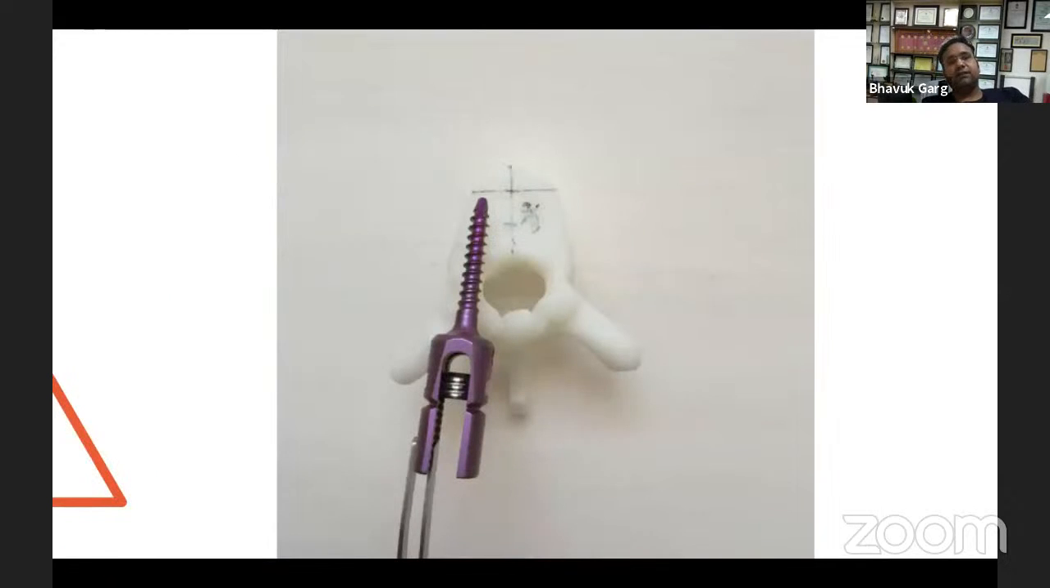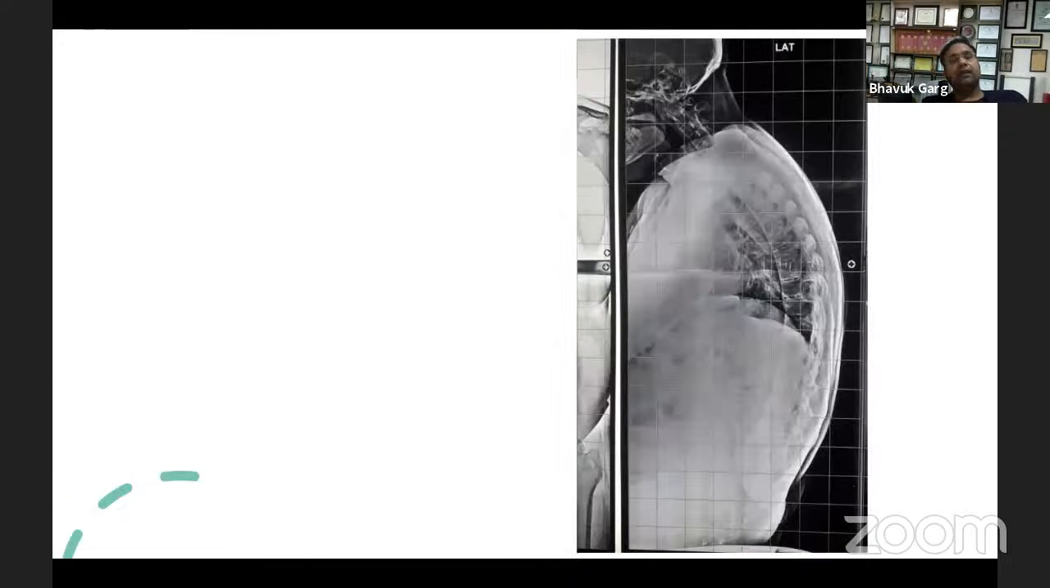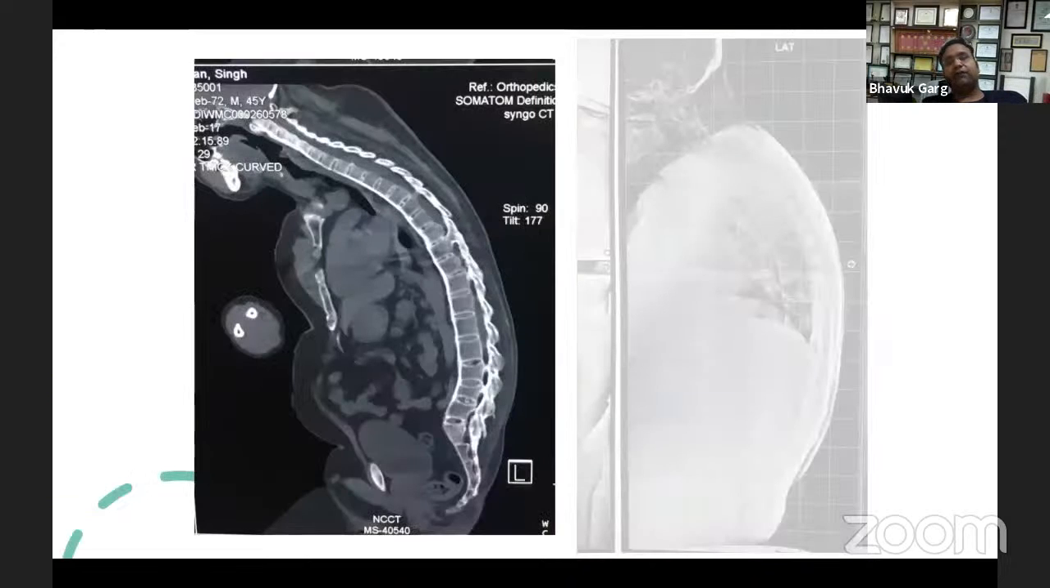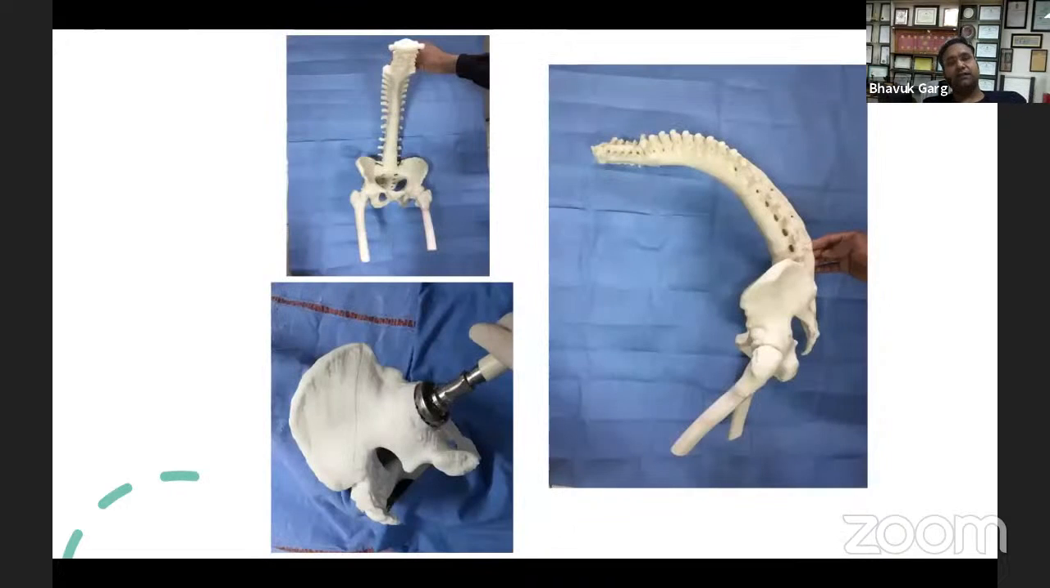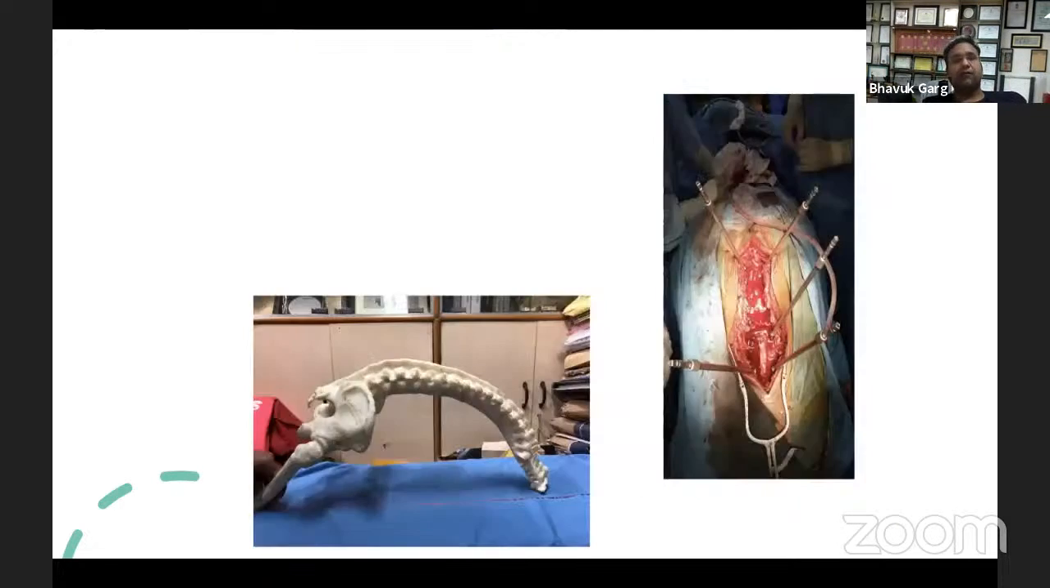But now we have this 3D printed, and you can actually use these sort of jigs, these sort of models, and you can look at the exact diameter of the screws and the length of the screws for your planning. One particular area in which we have found usefulness of these 3D printed models is the complex spinal deformities, especially the spinopelvic deformities, where you can look at the position of the cup as well as the amount of resection of the osteotomy in complex spinal deformities.